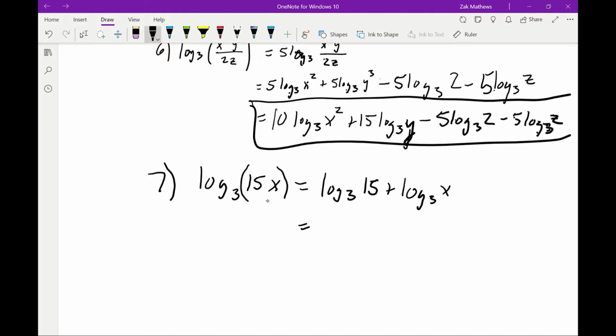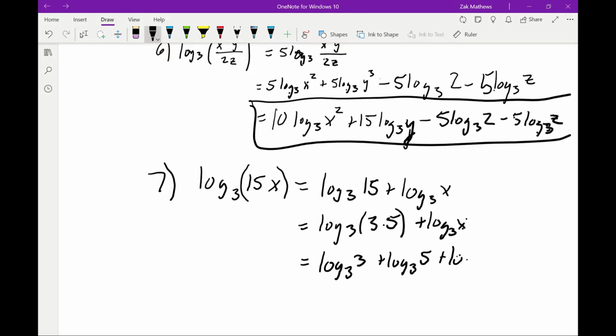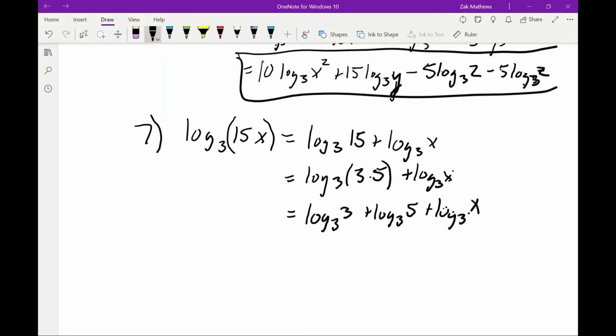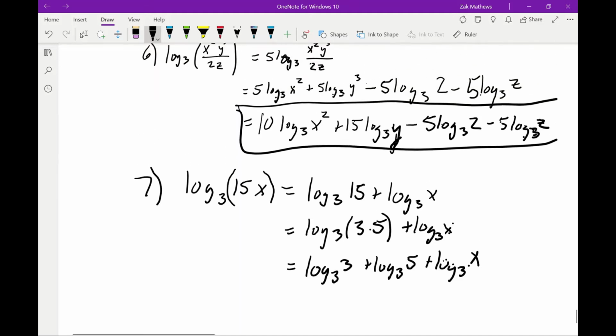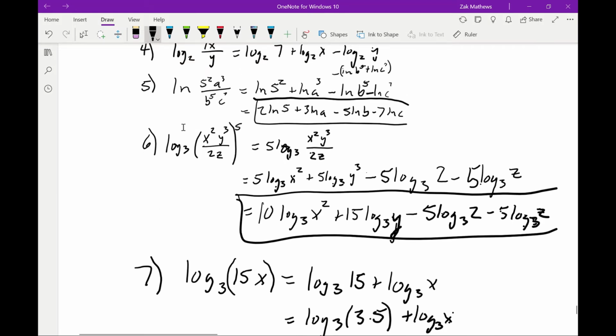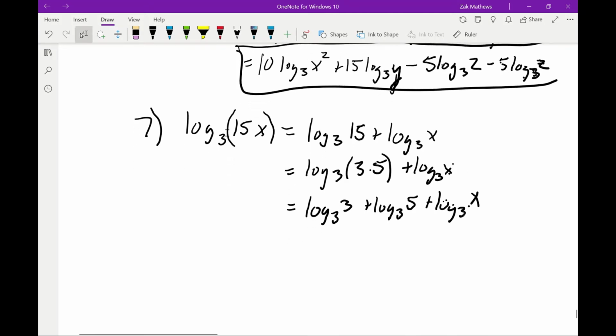So, if I think about it as a product of 3 and 5, that means I could use another product rule. I could write this as log base 3 of 3 plus the log base 3 of 5 plus the log base 3 of x. Anytime you have numbers in your logs, always break them down into their simple factors. The ones I've chosen up to this point, I chose them to be prime numbers. So I had 2, I had 5, I had 7. They were prime numbers, we couldn't break them down any further. But 15 we could factor as 3 times 5.